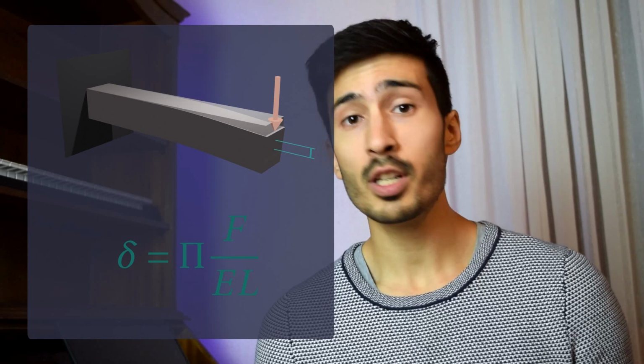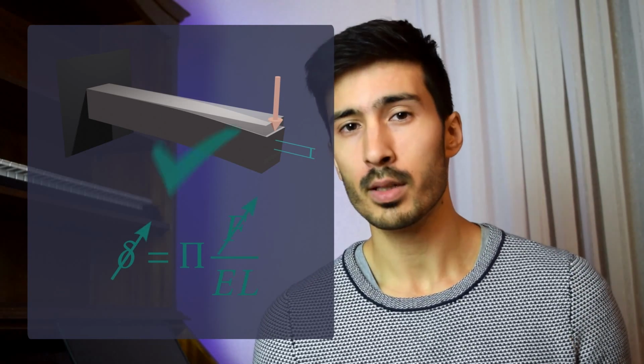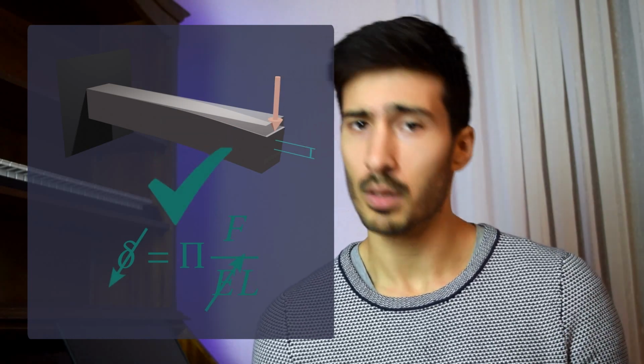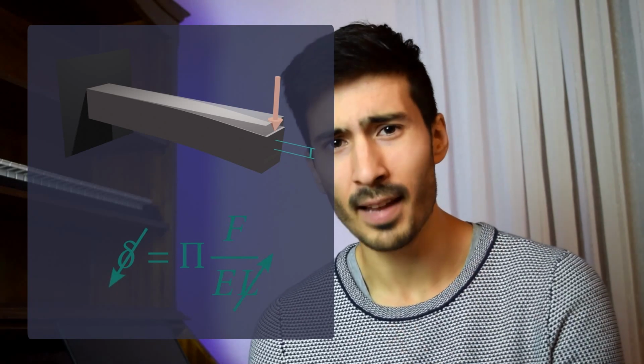And is this formula correct? Let's check using our physical intuition. The deflection is larger the larger the force. This makes sense. And the stiffer the material, the smaller the deflection. This also makes sense. However, the longer the beam, the smaller the deflection. This makes no sense. Something is missing.